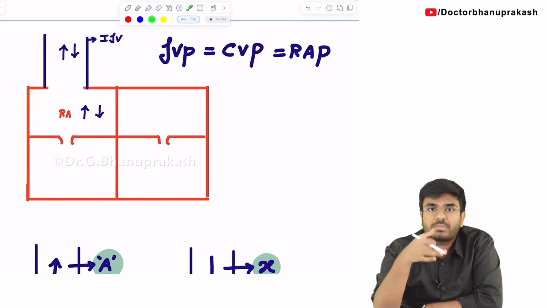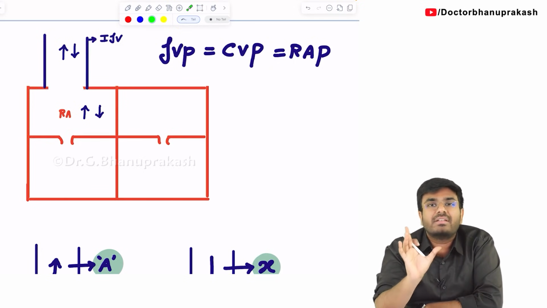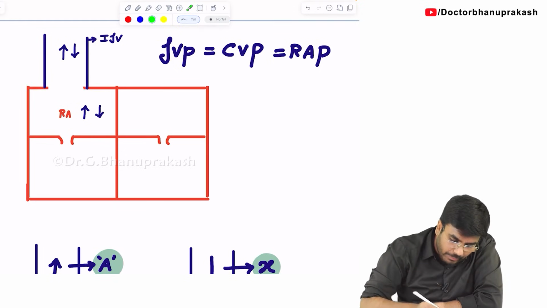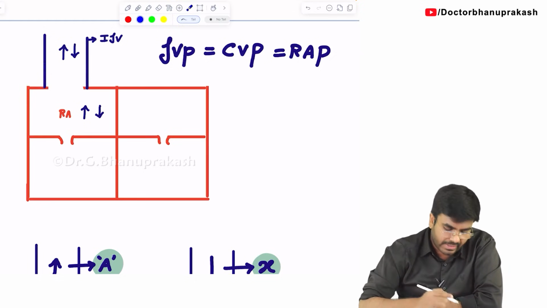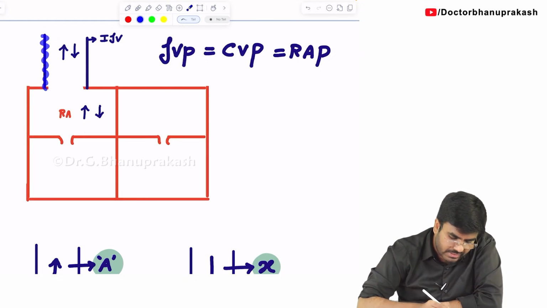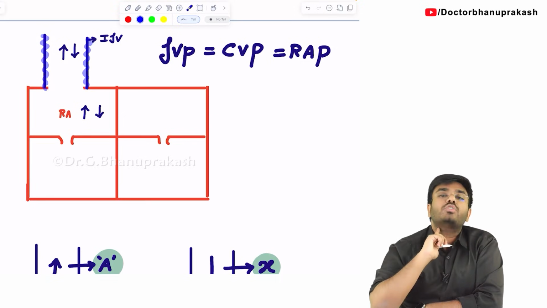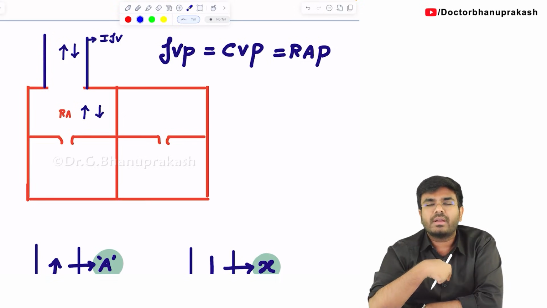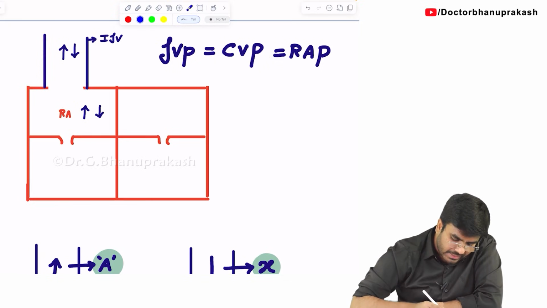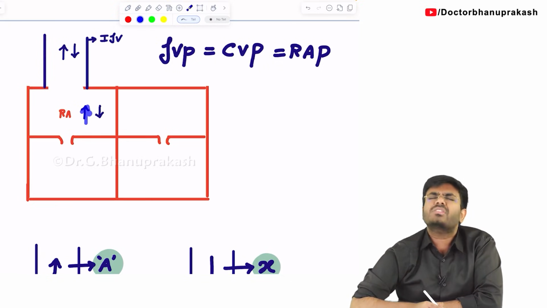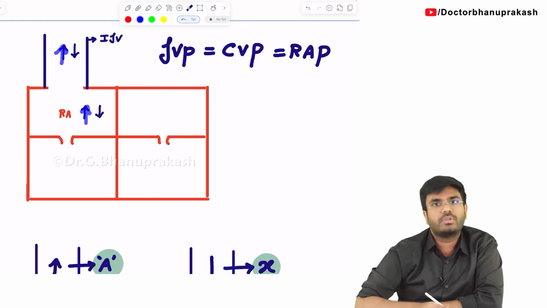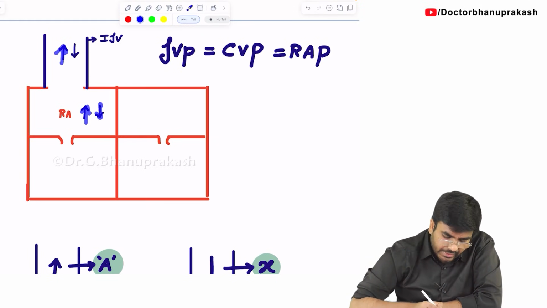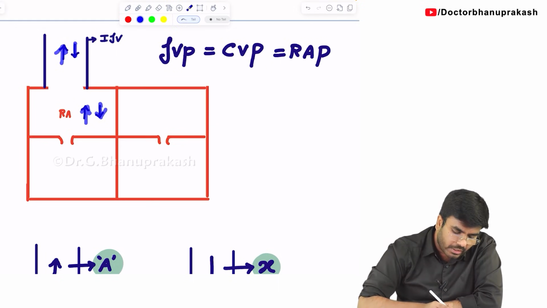There is pressure transmission. They're all acting like one single chamber. For easy understanding, let's identify this whole thing as the internal jugular vein. Forget about the superior vena cava. Your internal jugular veins in your neck are in direct communication with the right atrium. So tell me, if the pressure in the right atrium increases for some reason, what happens to the pressure in the internal jugular vein? It also increases. If the pressure in the right atrium decreases, what happens to the pressure in the internal jugular vein? It decreases.